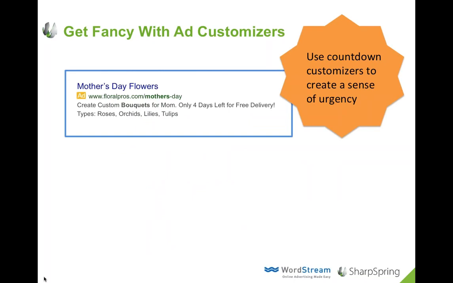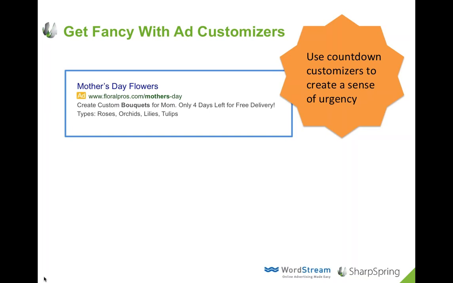My next tip for standing out and driving action on the SERP, the search engine results page, is to use ad customizers. And there's a ton of ad customizers out there. In this case, we have a countdown ad, but you can customize based off location, based off your inventory. There's a bunch of options out there for you. But countdown customizers are a great way to create a sense of urgency, the idea that something that is on the table is going to be off the table later. It will help you drive action.